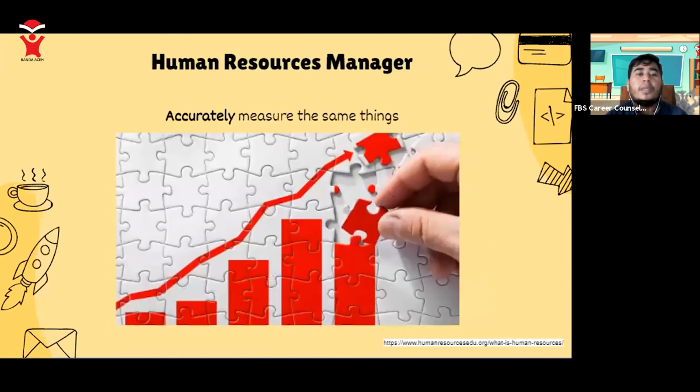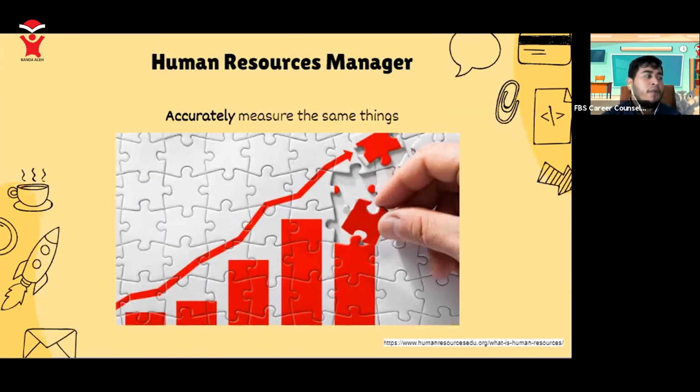And then, do you accurately measure the same things? It means that the human resources manager, for the people who are working 1 year, 2 years, or more than 10 years, for example, in one company, must measure how their performance is, whether it is increasing, or what they should do to increase their performance.